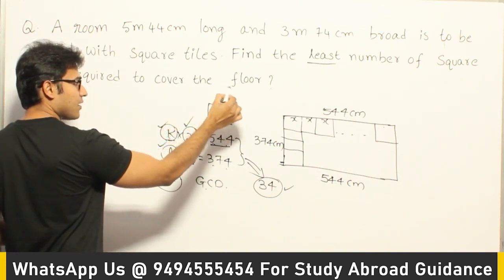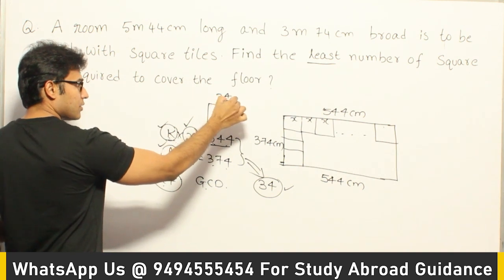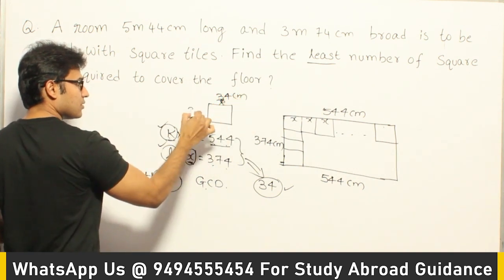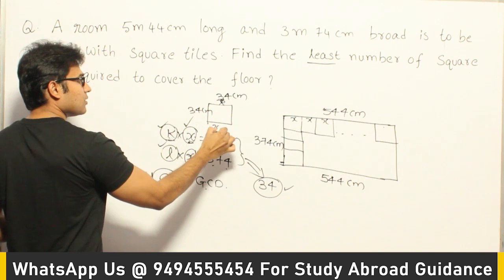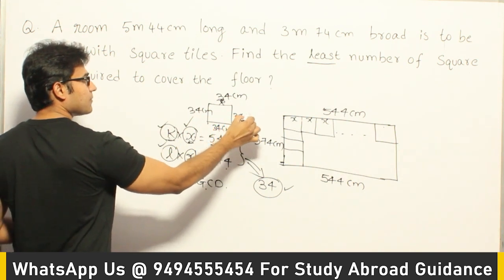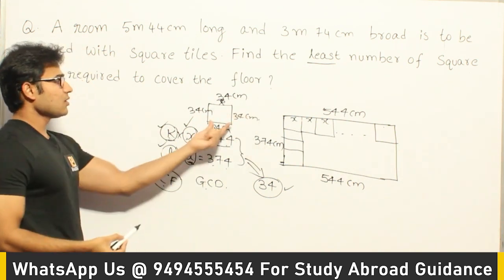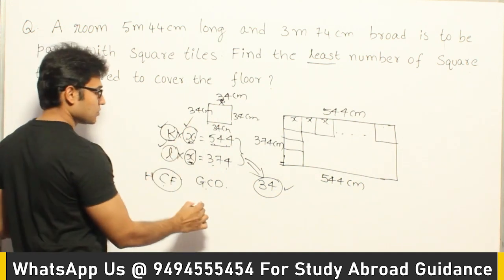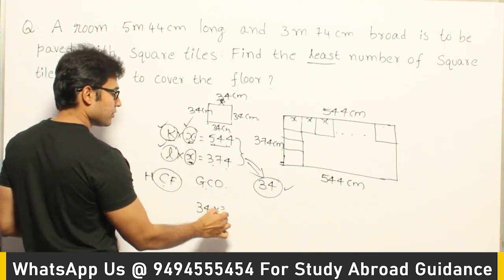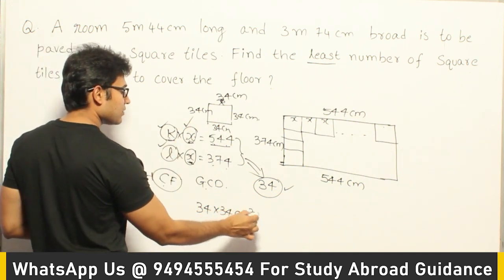Each tile should have 34 centimeters, 34 centimeters, 34 and 34, right? Okay, now what is the area of this square? The area of this square is going to be 34 into 34 centimeters square, right?